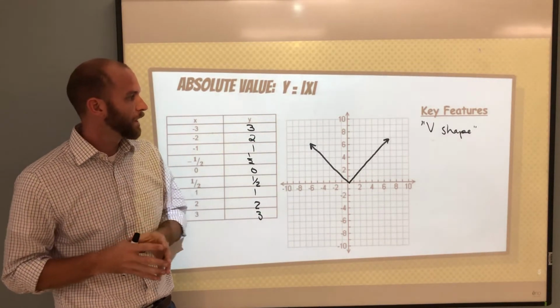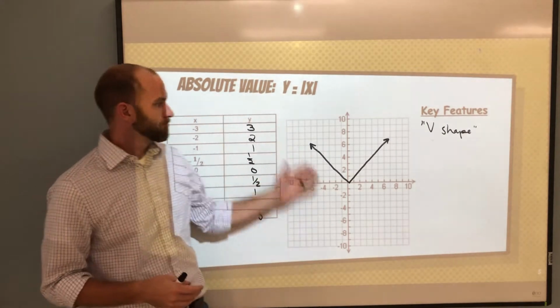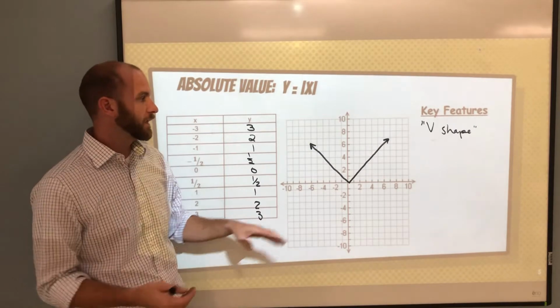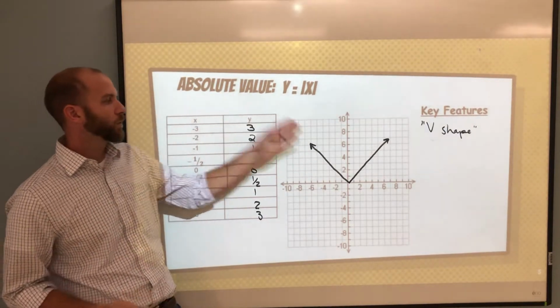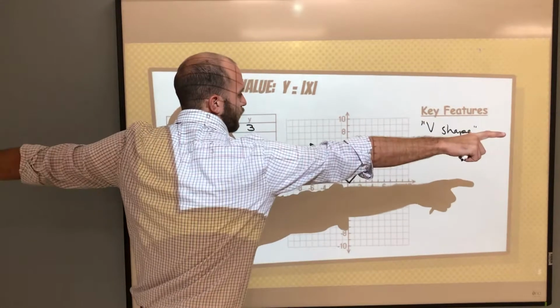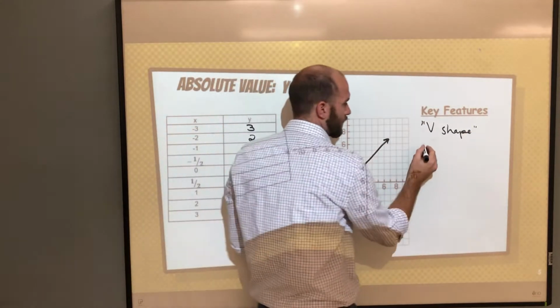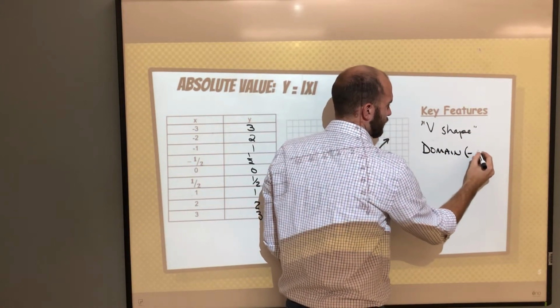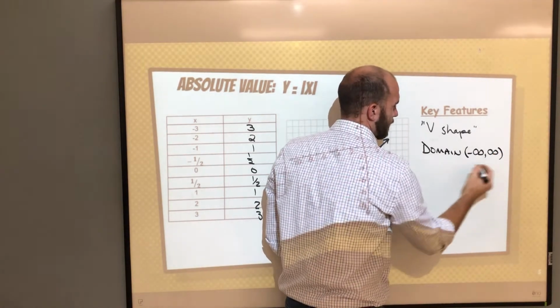absolute value. The domain is going to be all real numbers or negative infinity to positive infinity. There's no x value that wouldn't work for this thing. They keep going, the graph keeps going out in both directions. So the domain is negative infinity to infinity.